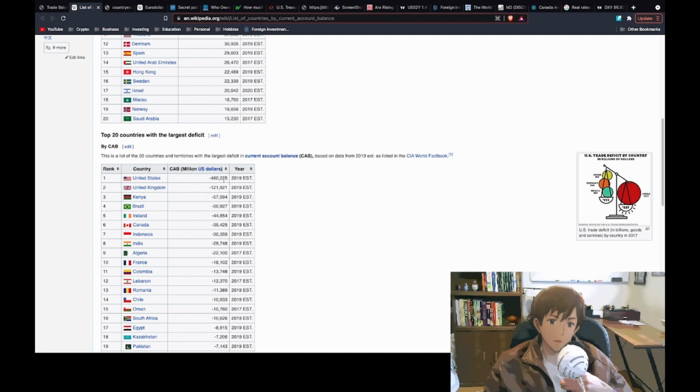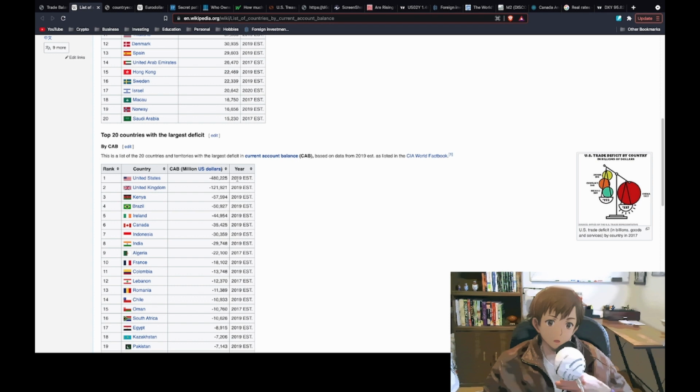And you can see that that is easily the largest trade deficit in the whole world. The second place is the United Kingdom, and their trade deficit is just over 100 billion. And then third place is Kenya, which is just over 50 billion. So we're about 10x higher than the third place trade deficit.